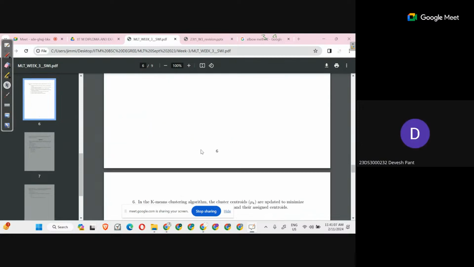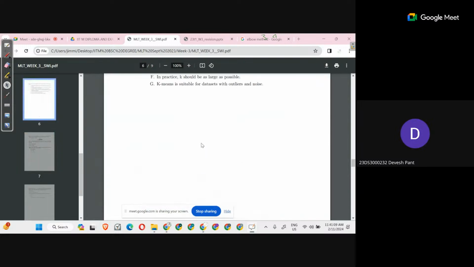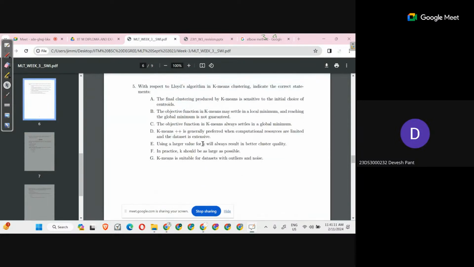Sir, if it is not suitable for outliers and noise, then what should we do? We should remove the outliers and noise. Yeah, it's better to avoid the outliers. See, it depends on how much. Usually, we should try to avoid it.